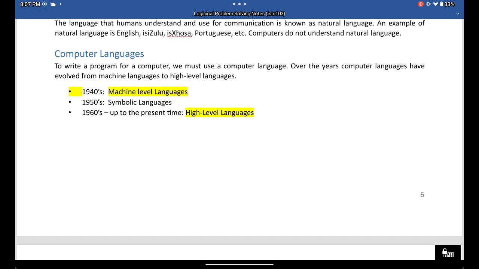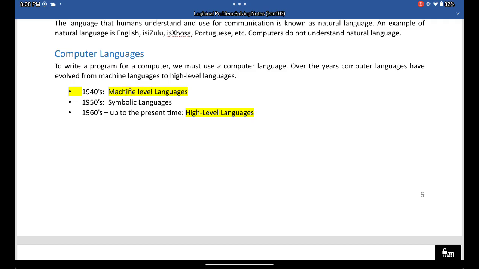Now, machine level language communicates directly with the computer. But the problem is, after that, they introduced symbolic language. So it's still like a hard language, right? But symbolic language uses symbols to communicate with the machine, with the computer. It's still very hard for people to understand, but a little bit less. It was actually a little bit easier for people to understand because this is very, very hard.